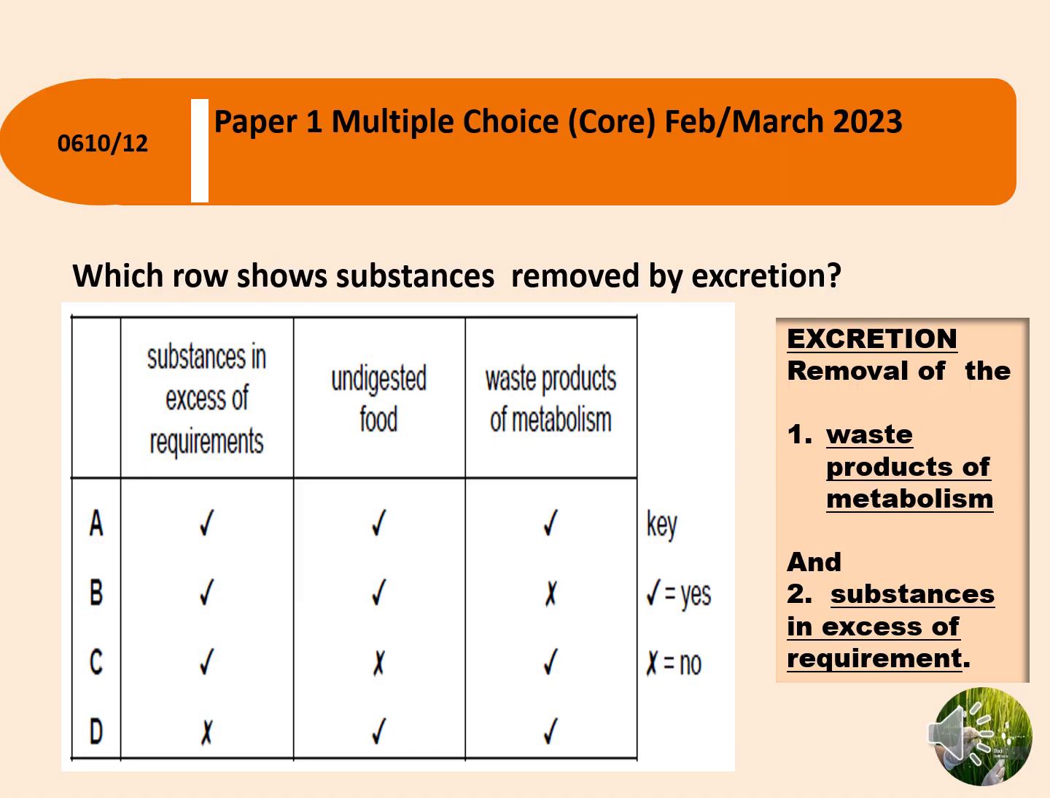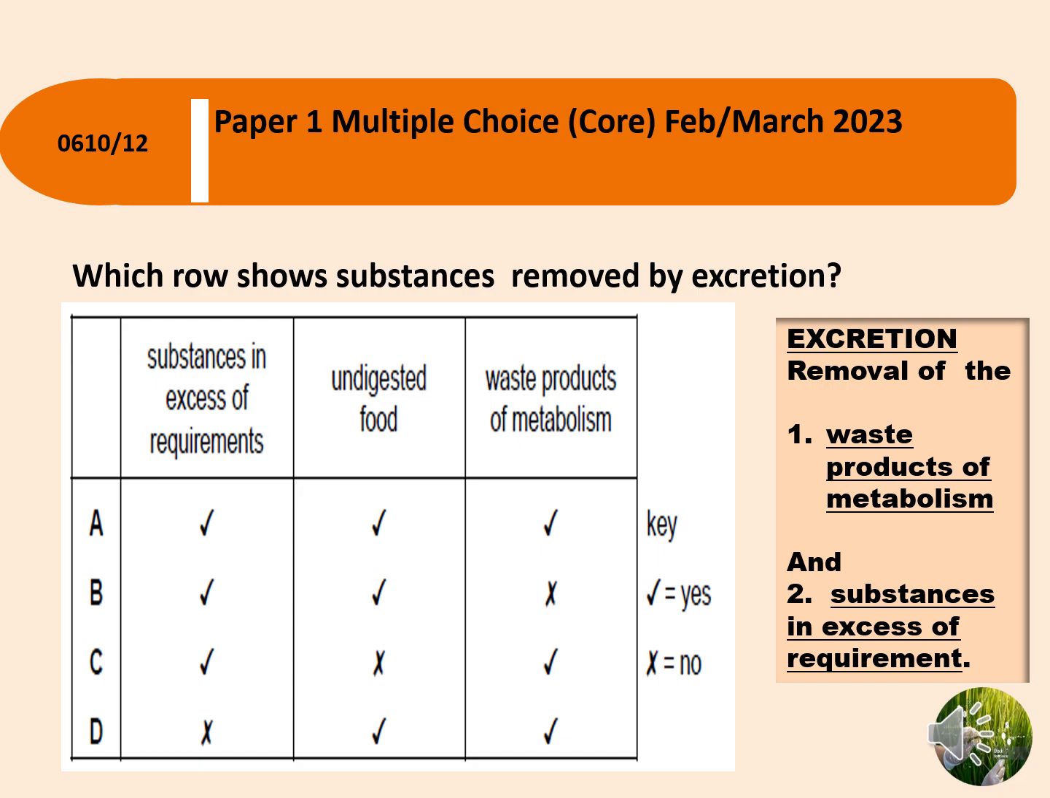This is a multiple choice question, February-March 2023. Which row shows substances removed by excretion? Now, what is excretion? Excretion is removal of waste products of metabolism and substances in excess of requirement. If we go through the table that is here, you can see three columns where the first one is substances in excess of requirement. Second one, undigested food, and third one, waste products of metabolism.